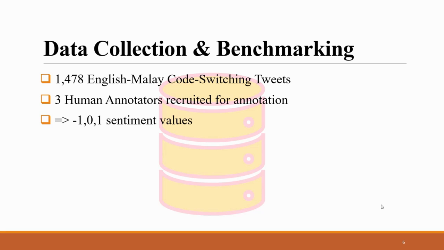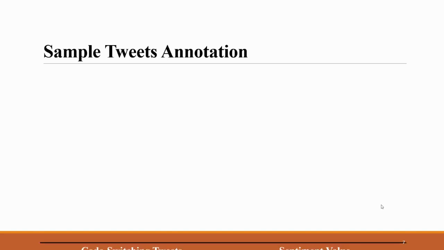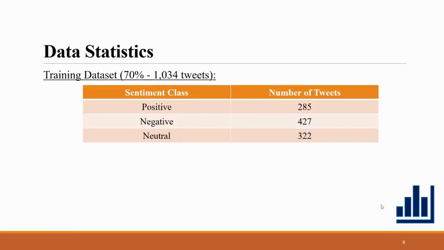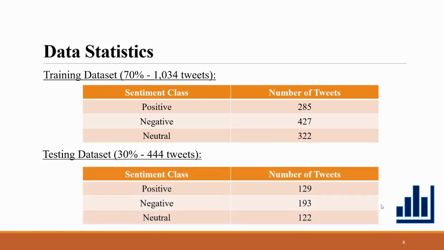For example, the value -1 is for negative tweets, 0 is for neutral, and 1 is for positive tweets. A total of three human annotators are involved in the annotation, and the inter-agreement kappa value is calculated. This is a sample of the tweet annotations. For example, we have -1, the negative tweets, the neutral tweets, and also the positive tweets. The 1,478 code-switching tweets are split into the training and testing datasets.